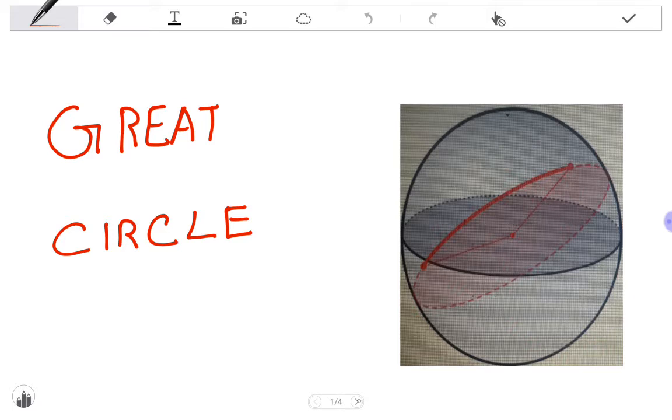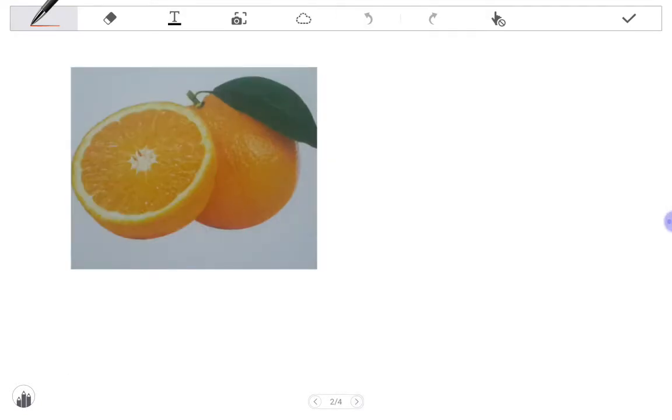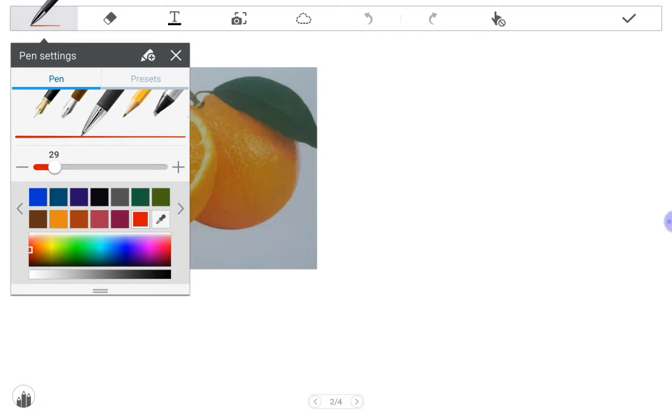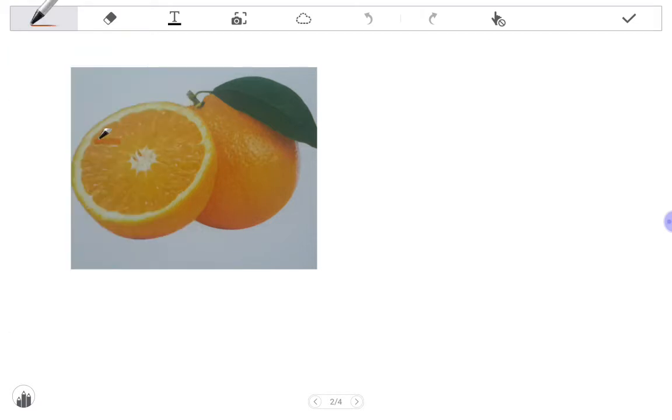So let's imagine this orange. You can see this orange is cut into half. To make this orange into two equal halves, the knife has to pass through the inner center of the orange. Then only will this orange become two equal halves.